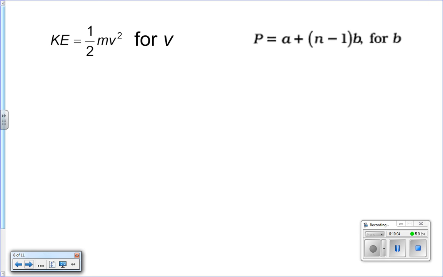Another example. KE equals 1/2 mv squared. It says solve for v. Okay, here's my v that I'm trying to get by itself. Notice I'm not circling that square. I need to first get rid of the half and the m. I'm going to start by multiplying by 2 to get rid of that half. So 2KE equals mv squared. Okay, got to get rid of the m. It's being multiplied, so I'll divide.